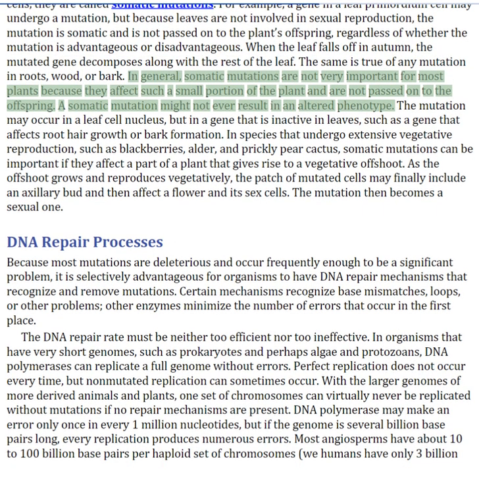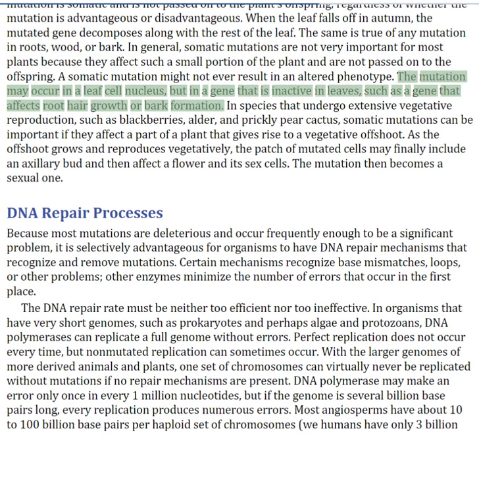In general, somatic mutations are not very important for most plants because they affect such a small portion of the plant and are not passed on to the offspring. A somatic mutation might not ever result in an altered phenotype. The mutation may occur in a leaf cell nucleus, but in a gene that is inactive in leaves, such as a gene that affects root hair growth or bark formation.